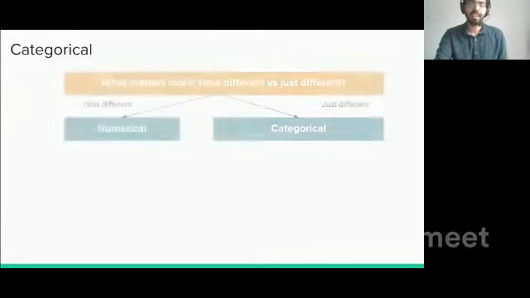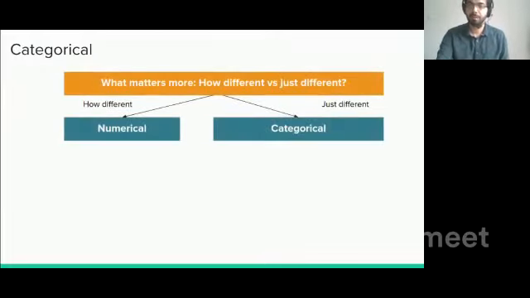Okay, now we've completed the numerical data set. Let's move on to categorical data. And this is a very interesting type of data set. I will talk about categorical data a little bit now. So what matters more? How different versus just different? And this is how you define categorical data. If it is how different, then that data is numerical. But if it is just different, then that data is categorical.